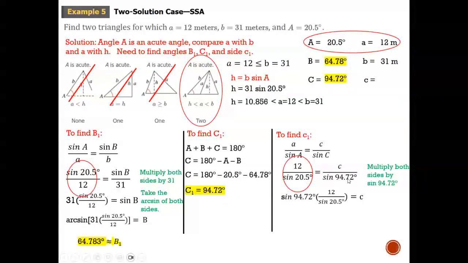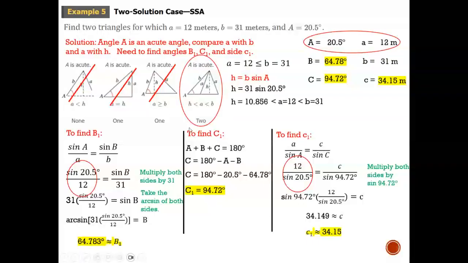Continuing on with the pattern, multiply by the sine of 94.72 on both sides to cancel on this side. And I have to multiply it on the other side. So properly putting all that into your calculator should give you 34.15 when we round for the C value. So there we go. We solved for the triangle.